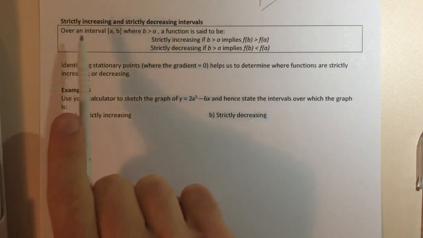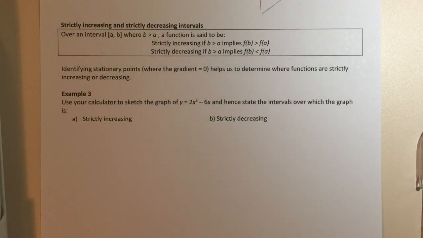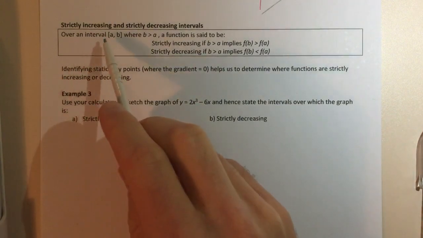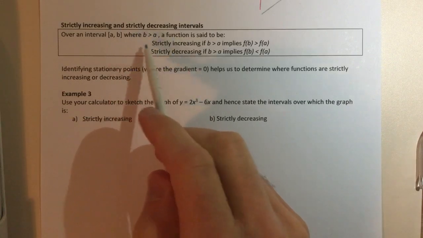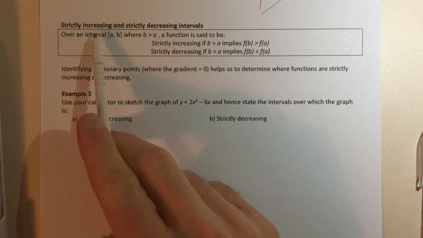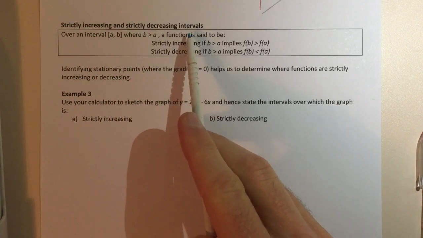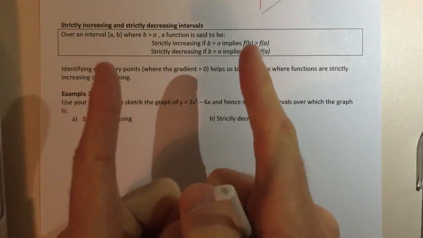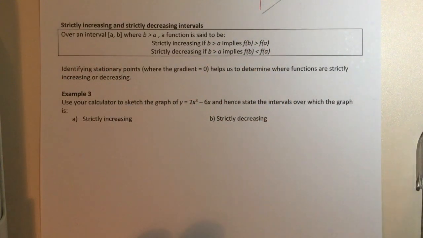So when we think about the word increasing, we know that just means going up, and when we think about decreasing, that just means going down. And that is still how you need to think of it for this section, but with a slight exception. The reason is that when we think about these strictly increasing or strictly decreasing intervals, we are actually thinking about a range of numbers rather than specific exact points on the graph.